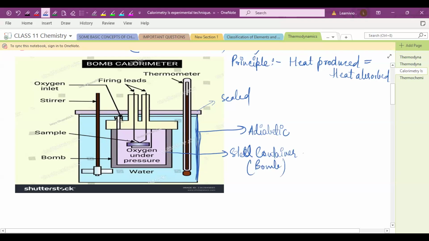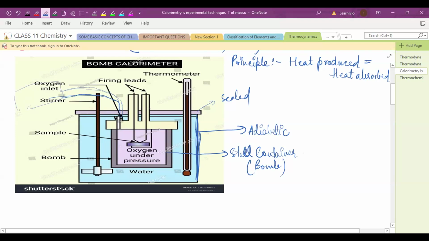Now see, you can see over here, this is your oxygen inlet. This inlet is connected to an oxygen cylinder. From the oxygen cylinder, oxygen is supplied continuously, right? So from this oxygen inlet, the oxygen is supplied into this container.